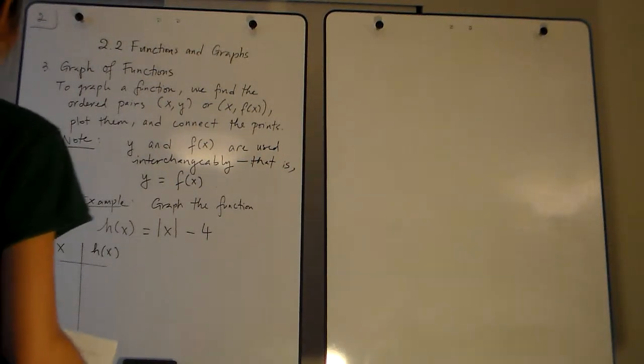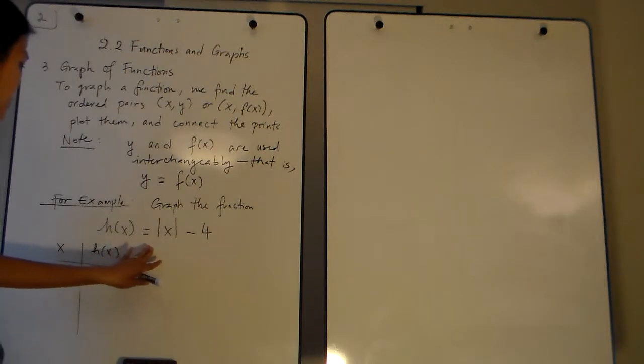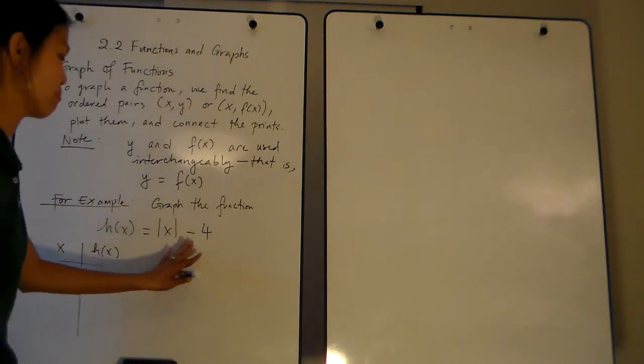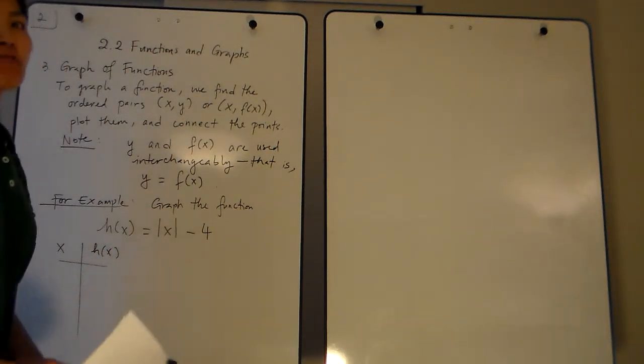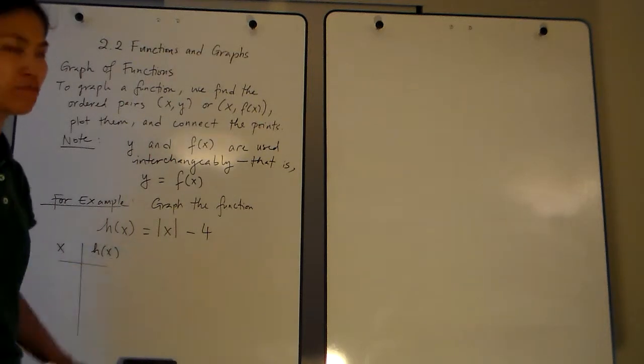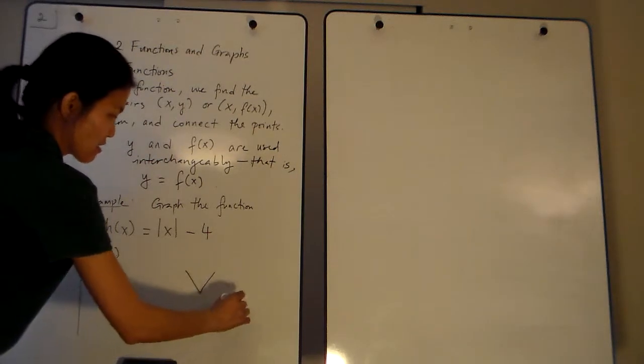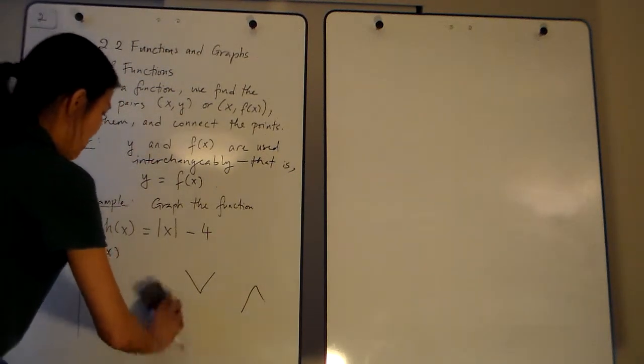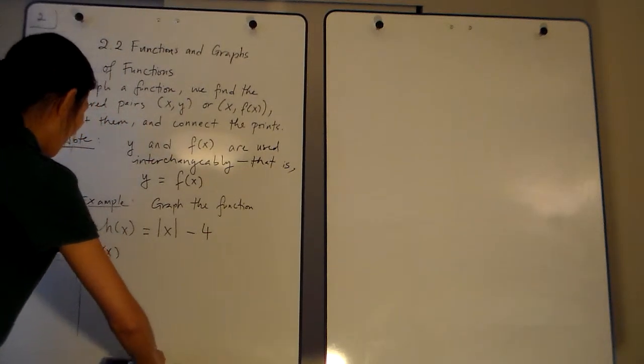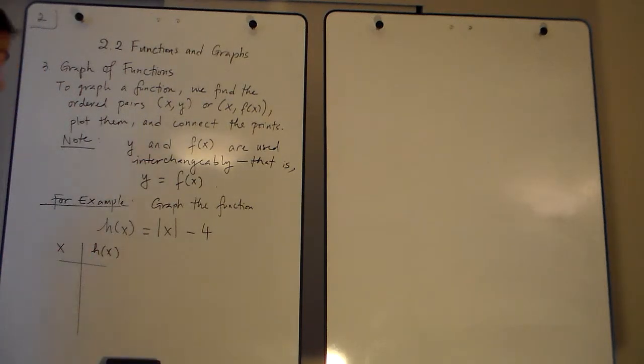Now, I have another example. h of x equals the absolute value of x minus 4. If you remember the pattern, when you see the absolute value, it means a V shape. The graph will be something like this or something like this. Okay, a V shape. So, to graph this, we plot points.